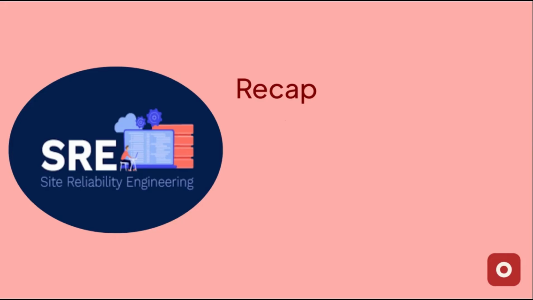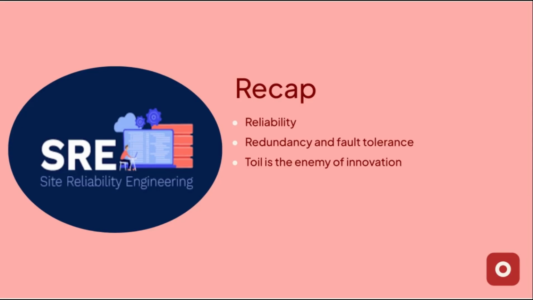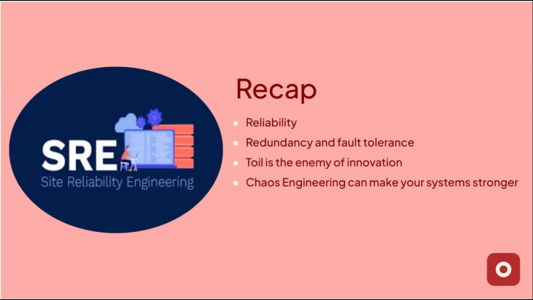So let's wrap up with what we've learned in this module. Reliability is not about preventing failure, it's about building systems that can handle failure gracefully. Redundancy and fault tolerance are key design principles that help keep systems available even when parts go down. Toil is the enemy of innovation, and SREs reduce it through automation. And finally, chaos engineering teaches us that breaking things intentionally can make our systems stronger, more resilient, and more trustworthy.